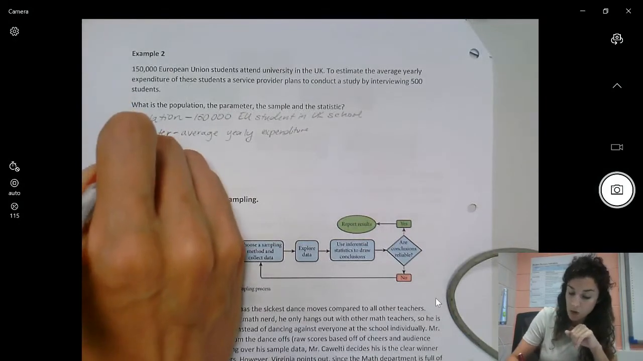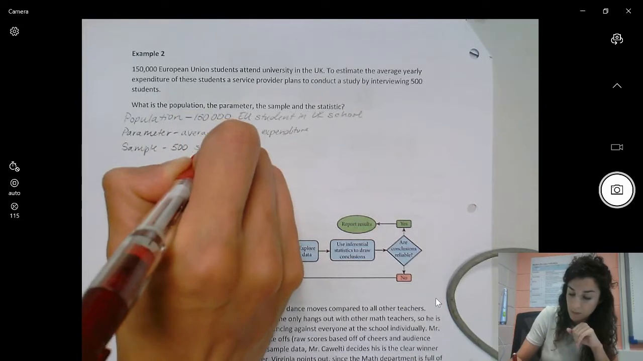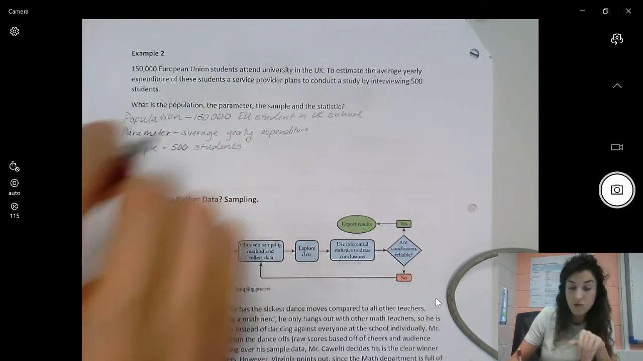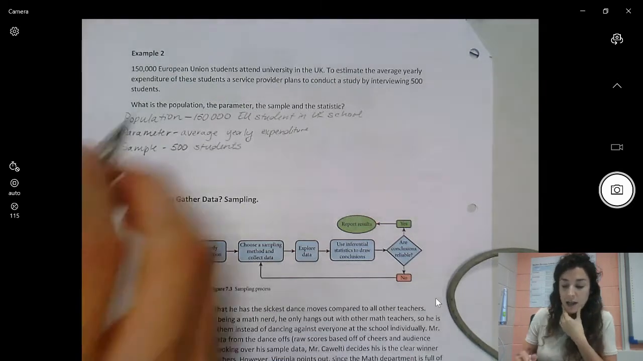But we're not going to look at all of them. We're only going to look at 500. So that's our sample. How do we gather those 500 students? How do we choose those 500 students? There's a lot of different ways we can do that. So our sample is the 500 students.